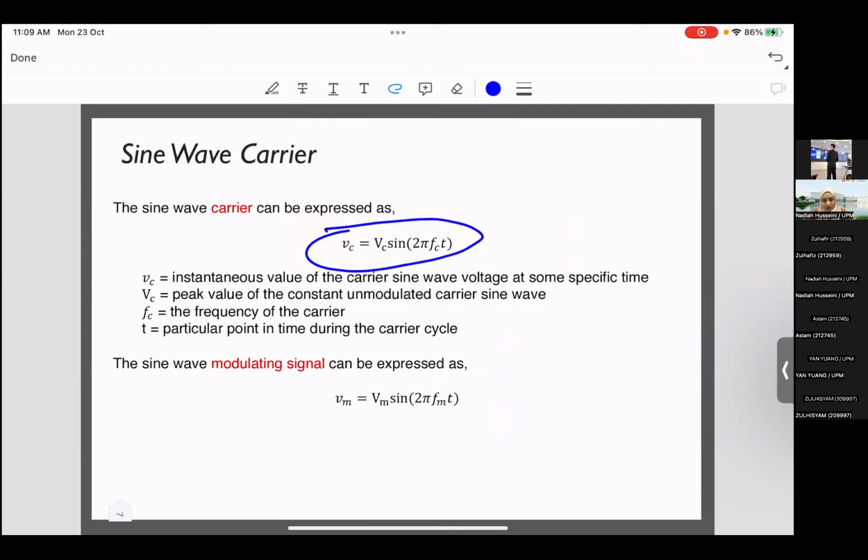This was the instantaneous voltage of the carrier. Of course, we can convert this to power, and we can convert this to current. And this is the modulating signal. The difference is in the subscript: you have a C here, you have an M here, you have an FC, you have an FM here. So 2 pi F is equal to omega. Sometimes in other textbooks, you would see the equation represented by omega instead of 2 pi F. So just something to take note of. Don't get confused. It's basically the same thing.